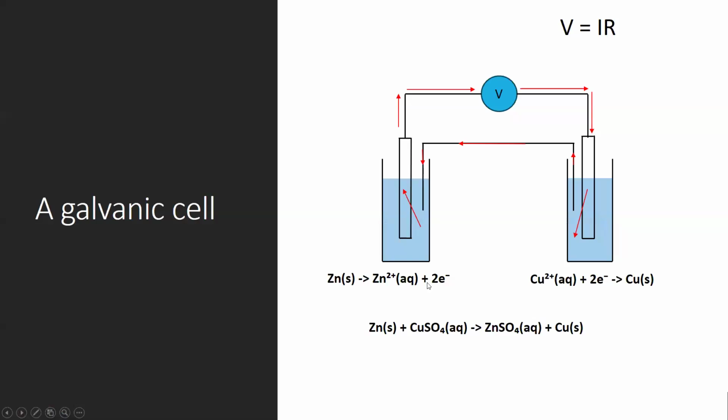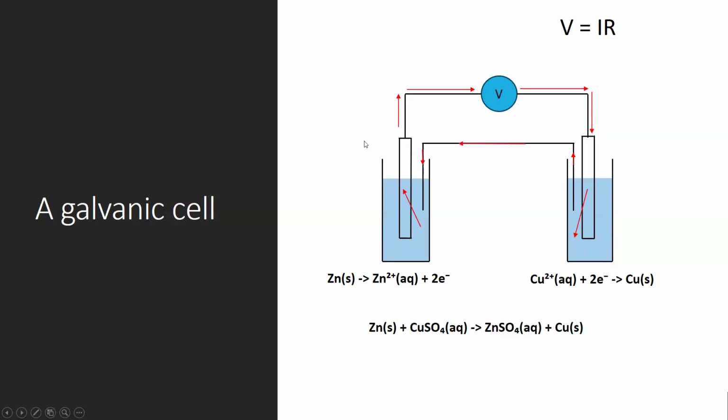Now, if you were to use a very high resistance wire here, or a very high resistance voltmeter, then thinking about V equals IR, the voltage that would be produced between these two cells, with a very high resistance, the current would be very, very small. That means that you can measure the potential, which is the voltage between the two cells. It's a measure of the voltage, the potential of the reaction, and it's related to the concentration of the ions, the reactants, and the products.